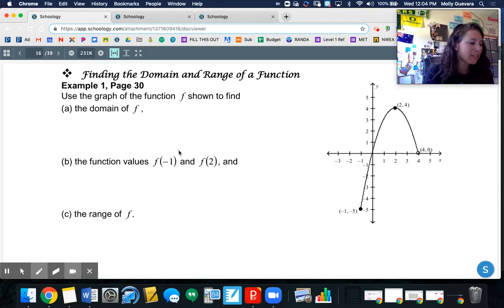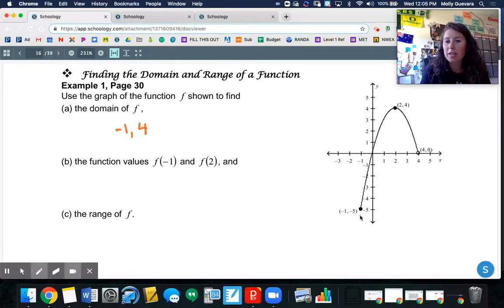Part A says use the graph of the function f to find the domain. Remember, domain are any x values that work. Out here at 3, there's no point of the graph that works, because this is an endpoint. If there were arrows, that would be a different story. Since this graph is stopping, the furthest to the left I can go is right here at -1. So -1 is the smallest x value I can have. And as I go to the right, the biggest x value I can have is 4.